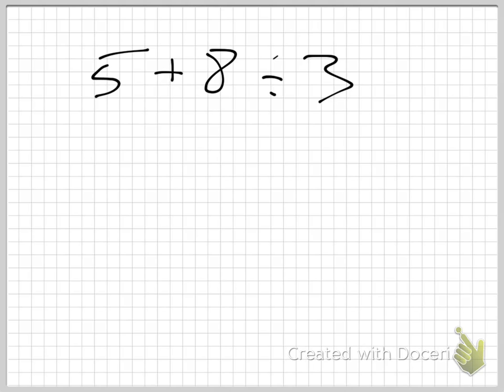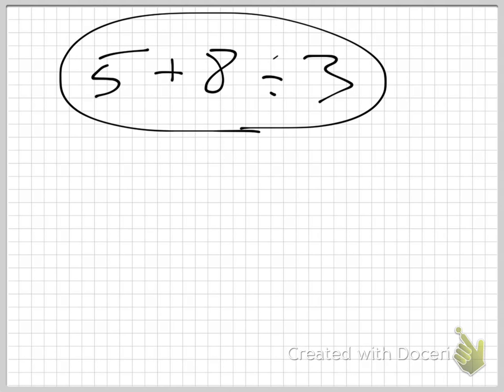An equal sign. This is an expression because there isn't an equal sign. If there was an equal sign there, then it would not be an expression anymore. It would be an equation, right? An equation has an equal sign where an expression does not. Okay?